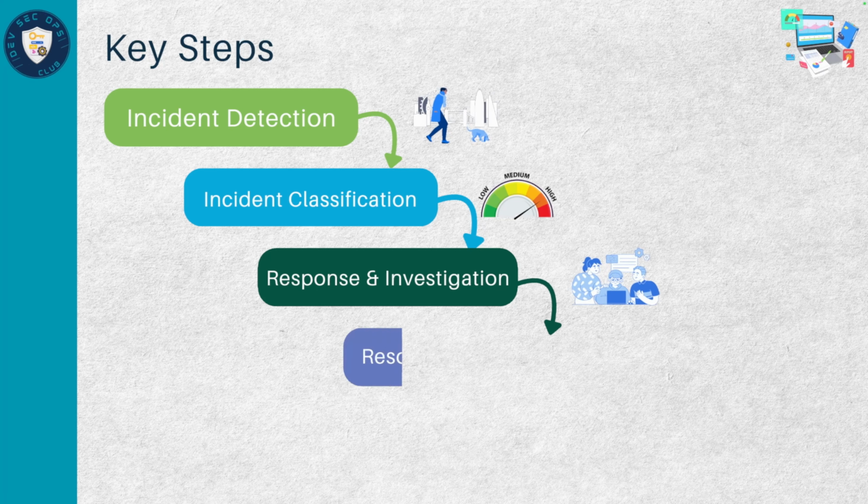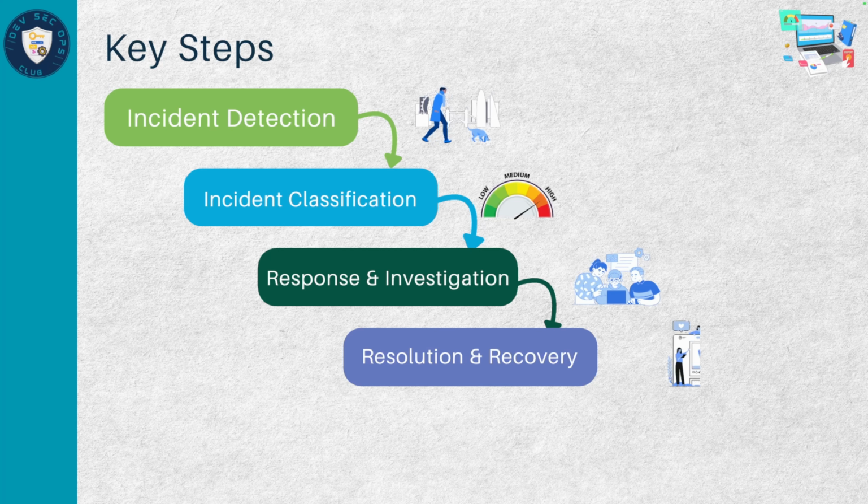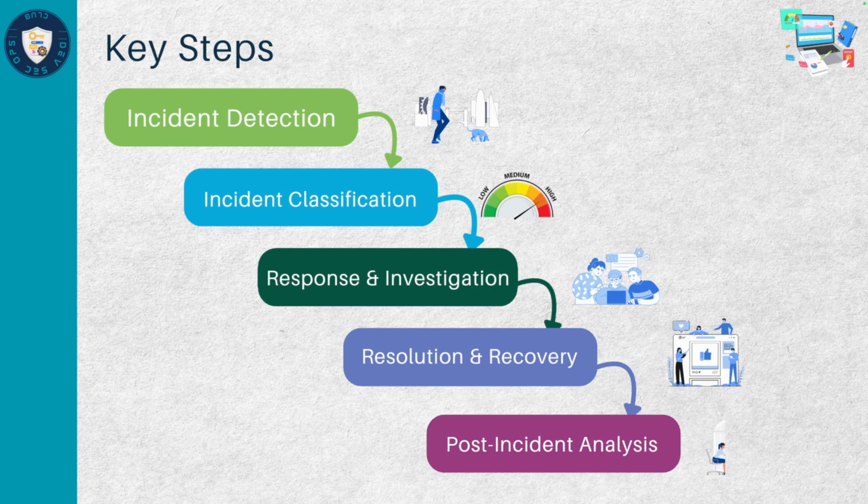Next, we have resolution and recovery, after that, implementing fixes to restore normal operation. And once that is done and the incident is completely closed, you have post incident analysis, which is usually called a postmortem, where we review the root cause, document findings, and improve the process. So these are some key steps which are followed when an incident happens, in order to manage an incident.